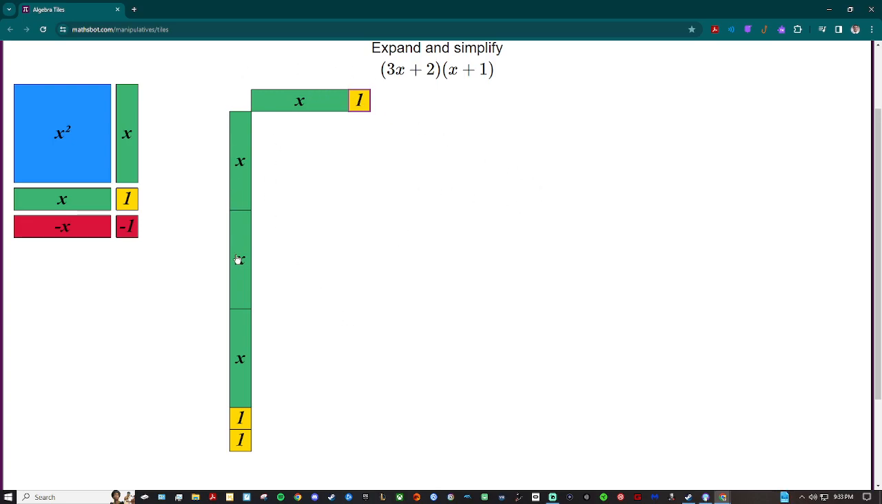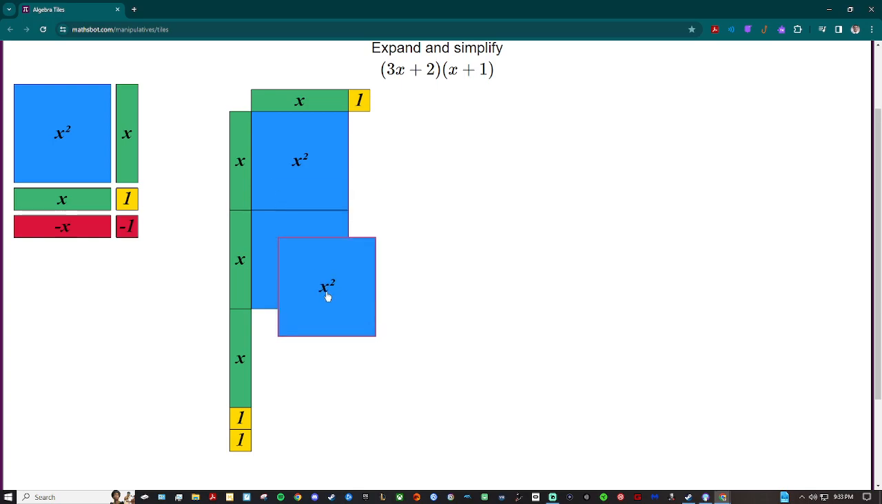Once I have it all set up, I'm going to use my tiles to fill in these gaps. So if I look, I have an x times an x. So I'm going to put in an x squared, and you can see how it perfectly matches up. Again, I have x times x. I'm going to fill it in with a big block. X times x, I have another big block that I'm going to fill in. You can see all of my borders are lining up, and it's nice and neat.